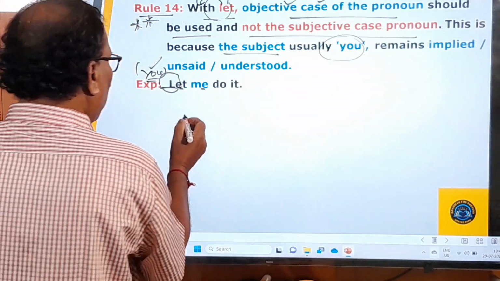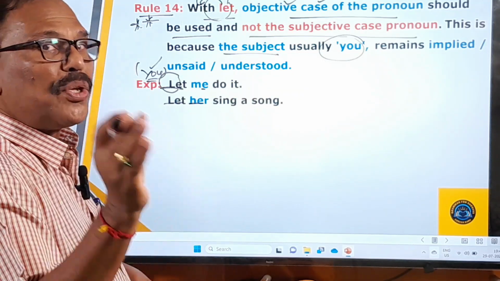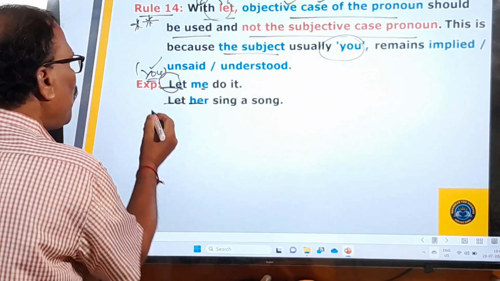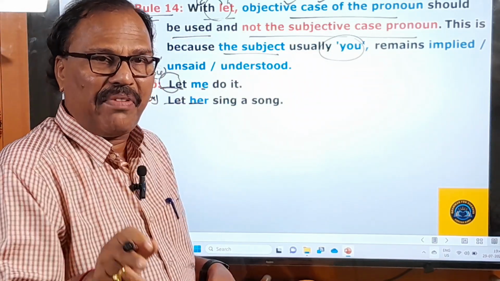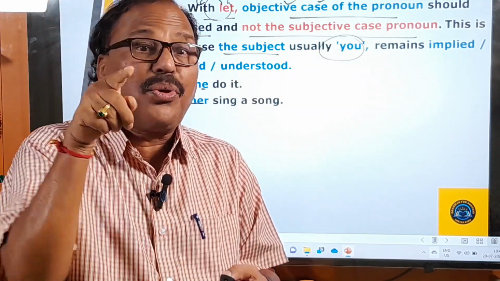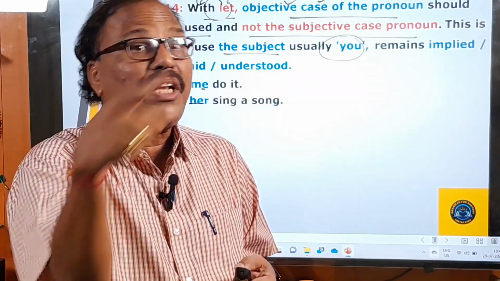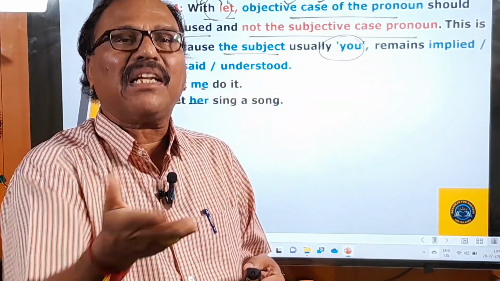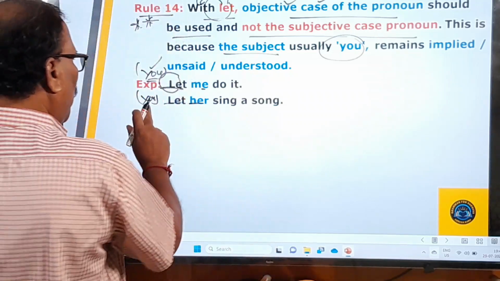That's the meaning. And one more example here I would like to give you. Let her sing a song. That means you let her sing a song. But you don't say this you, because you are saying this sentence to you only. When I am talking to you, I need not say you. Why should I say particularly you? Let her sing means automatically that is understood, because I am speaking that sentence to you. That's why you is omitted.